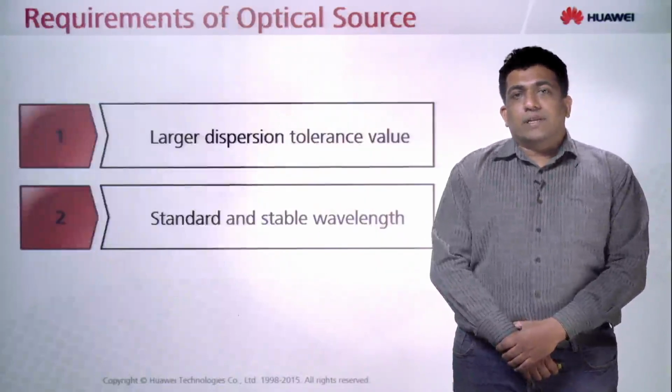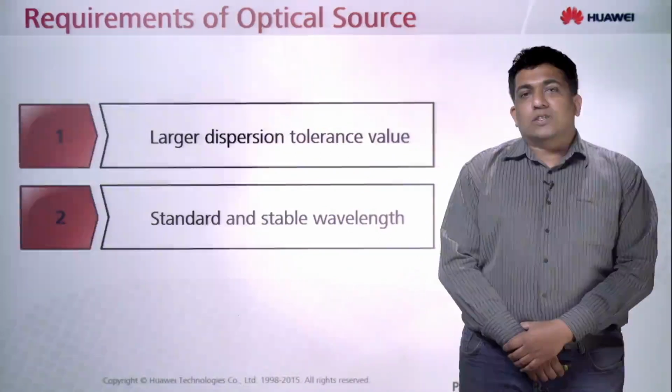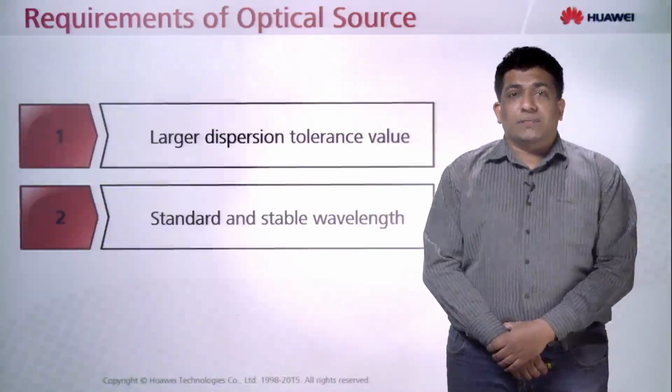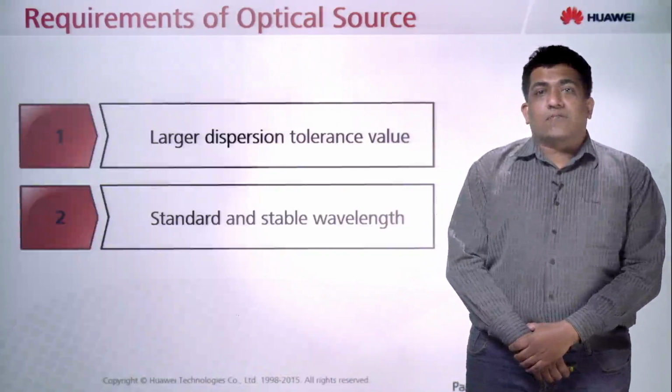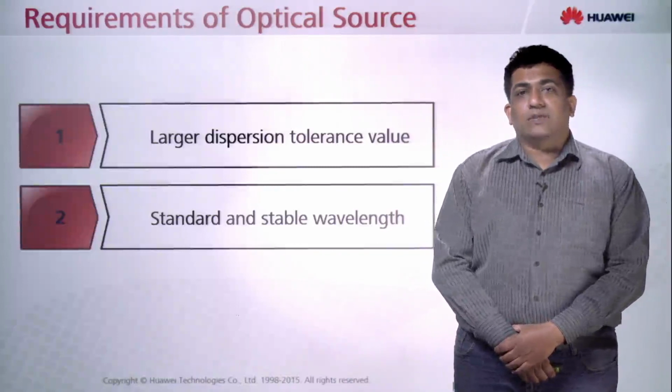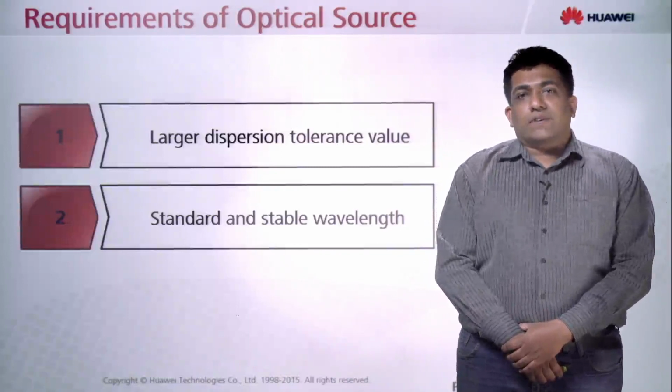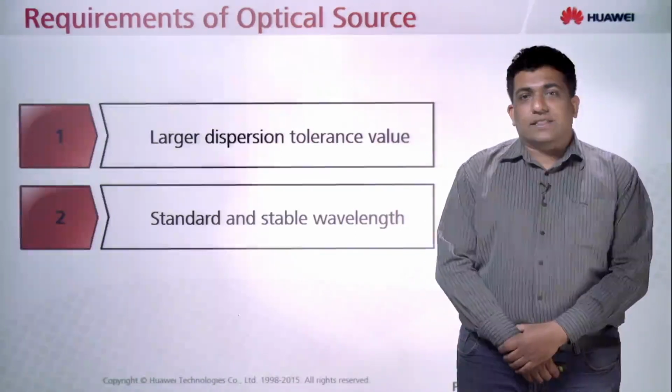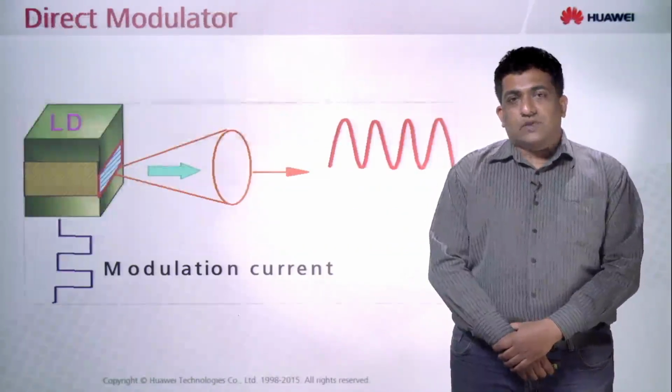So let's look at this. The requirement of the optical source, where your beam is actually coming in. The first thing is we need to have a large dispersion compensation value, and also we need to have a standard and stable wavelength. So let's look at the first one here.